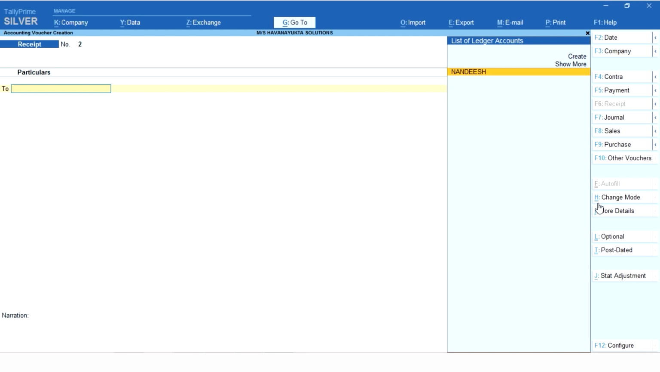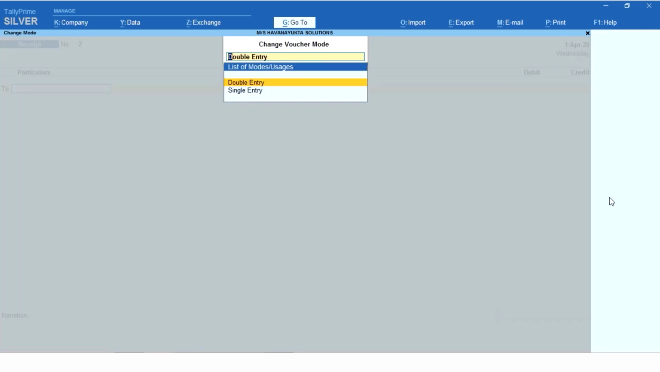Below that you have two lines. If you have two lines, press Control. And if you have one line, like this, one line with a J, then Alt J. If it is two lines with H, then it is Control H. So we go with the change mode option.